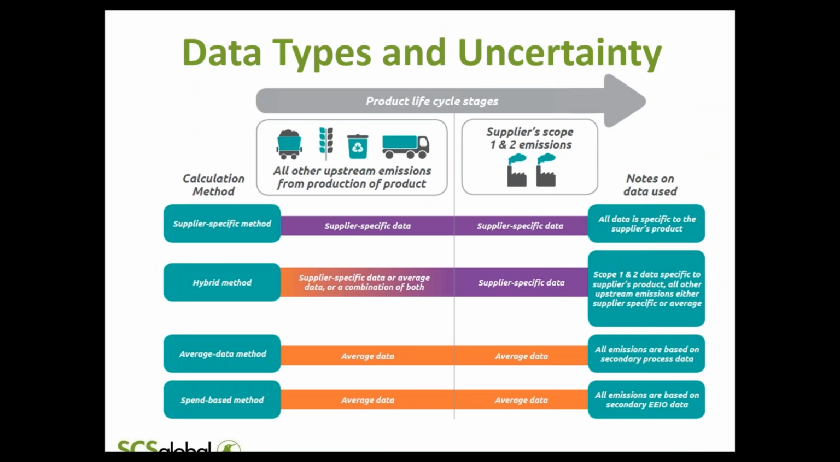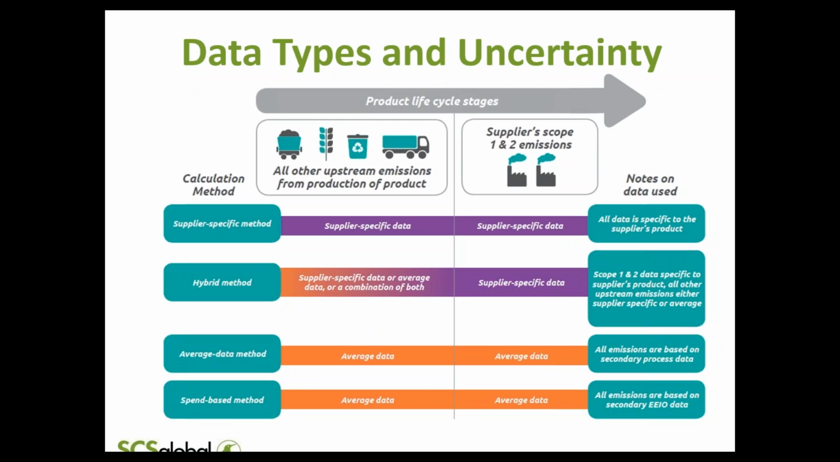Yeah, well, I'll speak to this hierarchy of data, and the hierarchy here is really certainly what we would recommend in terms of data. I think in terms of accuracy, from the top to the bottom, is most accurate to least accurate. So the supplier-specific data is the most accurate. As you go down to the spend-based method, that's the least accurate.